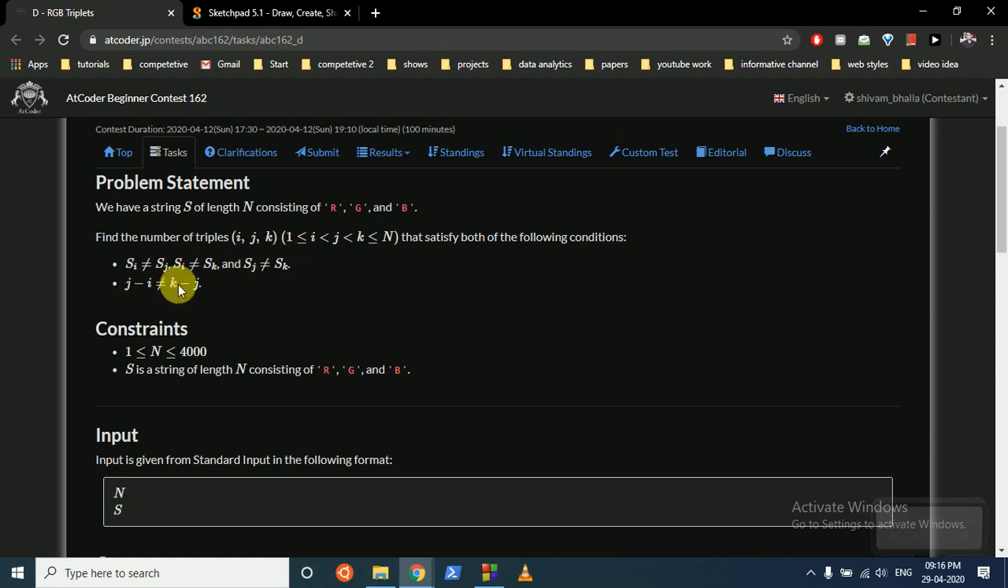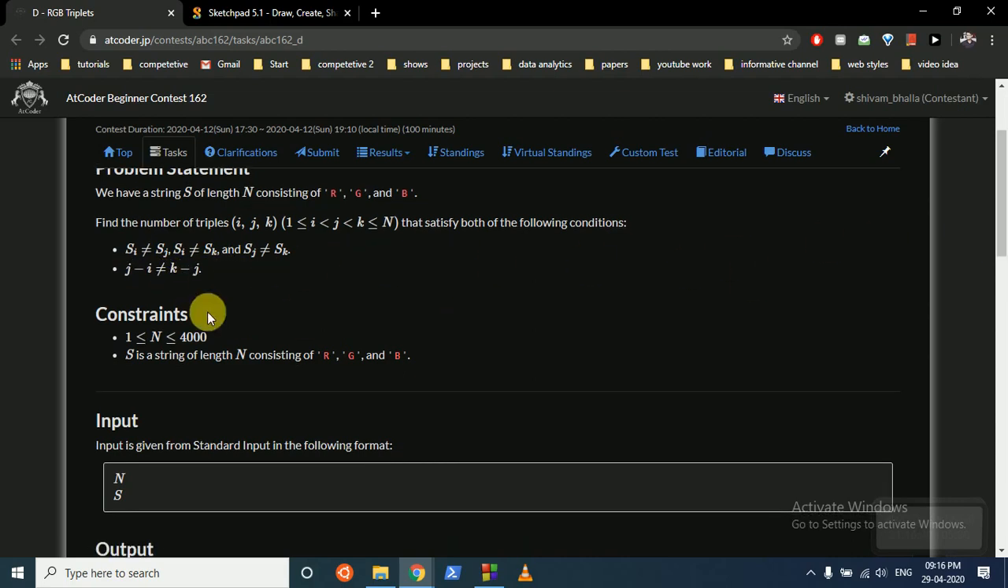And J minus I is not equal to K minus J, which actually means that the difference between the J and I indices should not be equal to the difference between the K and J indices.